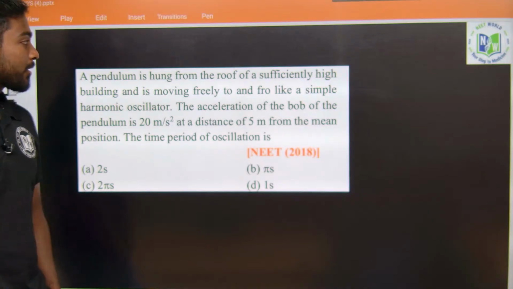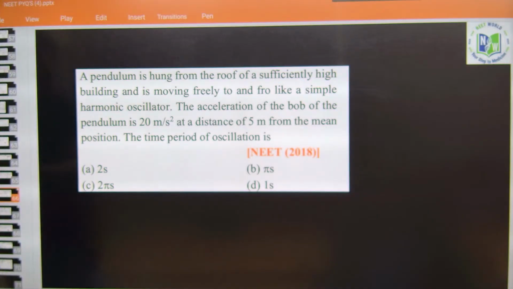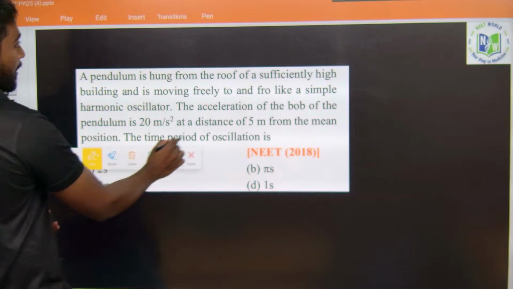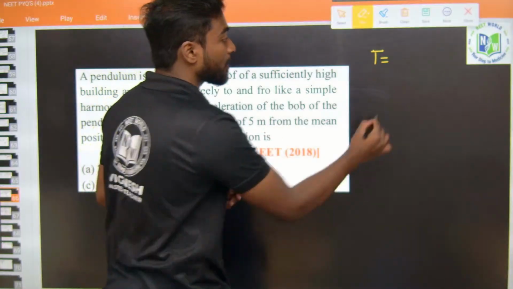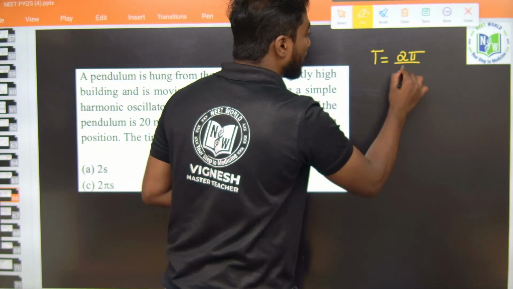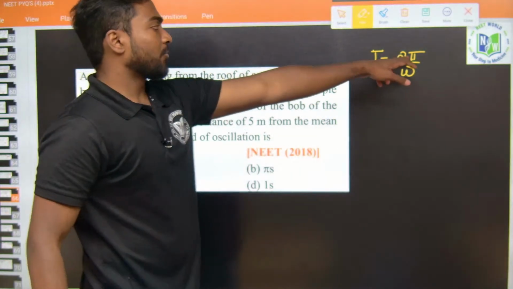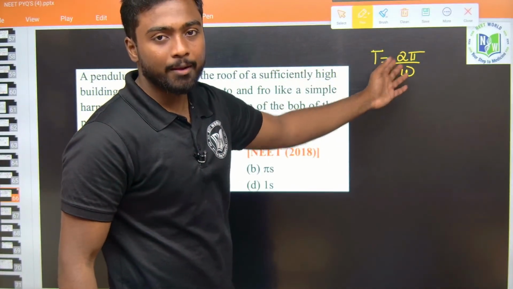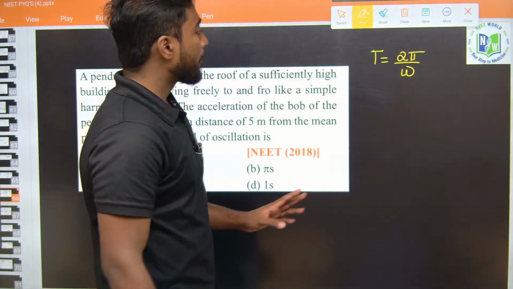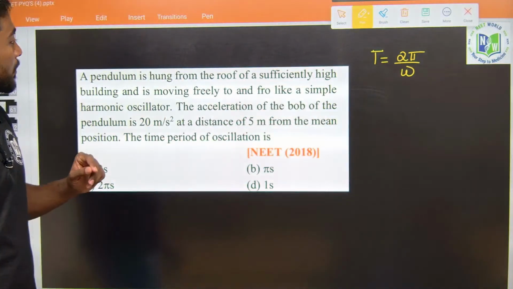Okay, time period, we know that 2 pi by omega, no? 2 pi by omega is the time period. So the formula is T is equals to 2 pi by omega. Pi is a constant, like 22 by 7, or else I can take 3.14 also, right? But what about the omega? So what are the given things?